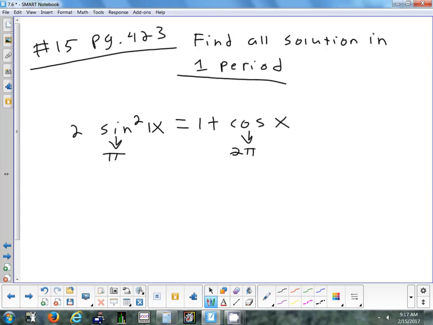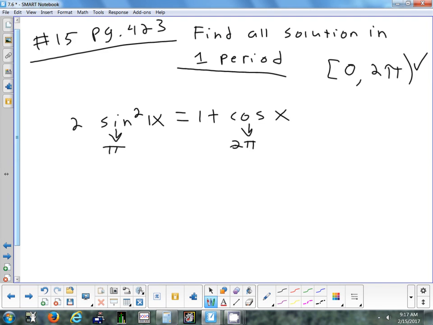So now I can say, all right, I'm looking for answers between 0, that's what I usually do, and 2 pi. It happens to be the same as the last problem. All right, so now we at least know where we're going to look for answers. Now we can solve the problem.